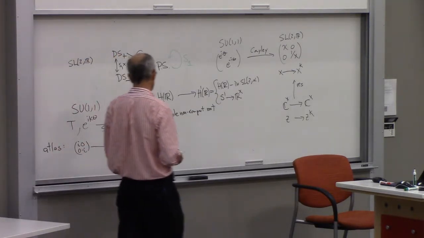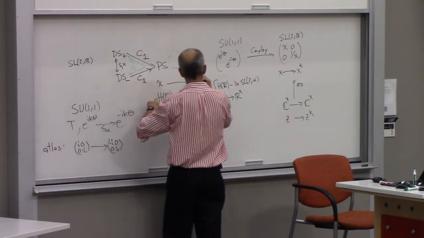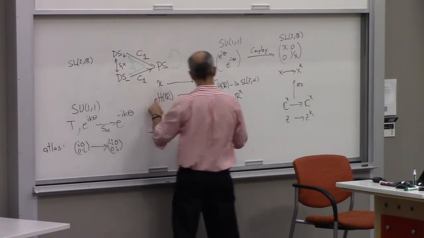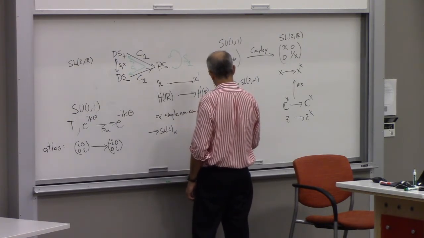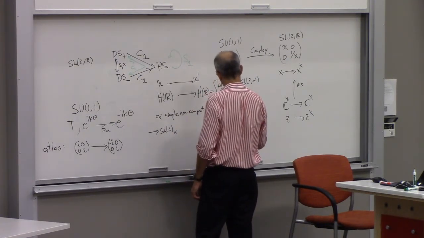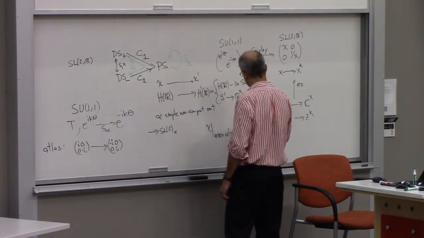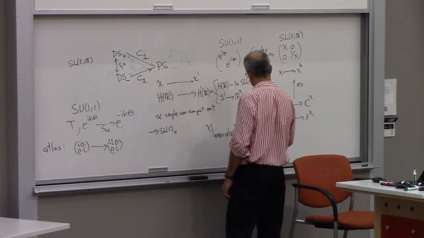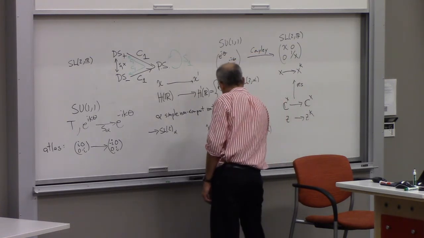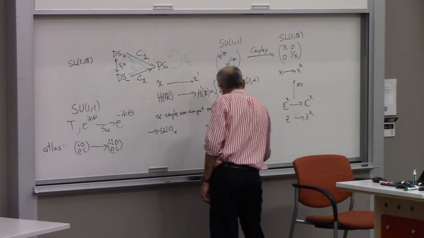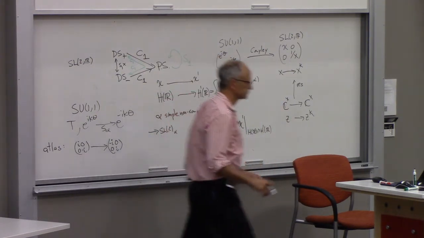And then you have a character here, chi. You go to a new character here, chi prime, and chi restricted to the intersection of H of R and H prime of R is equal to chi prime restricted to the intersection. And the differentials are the same.